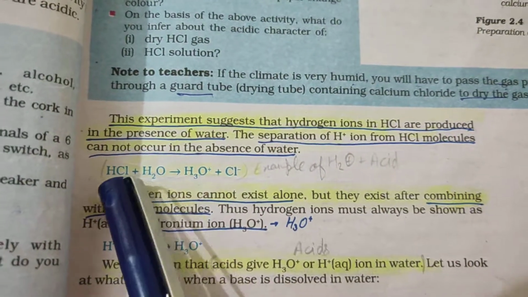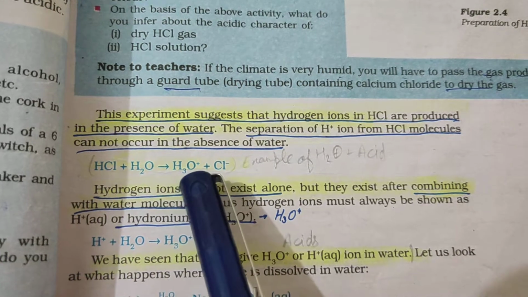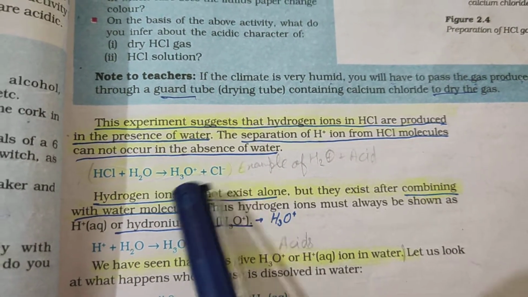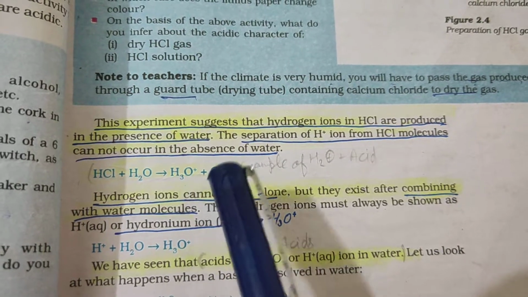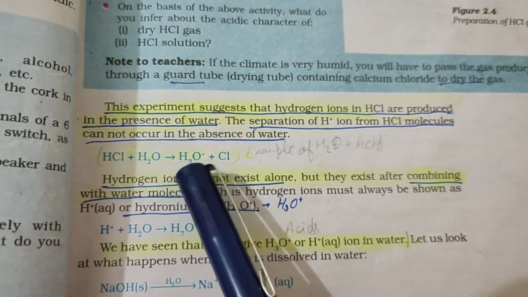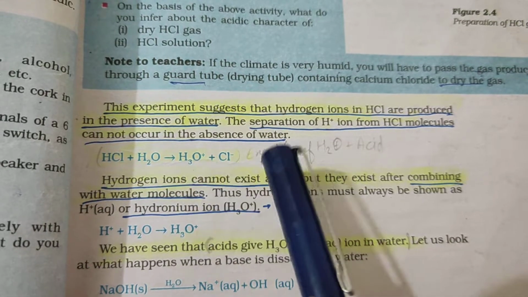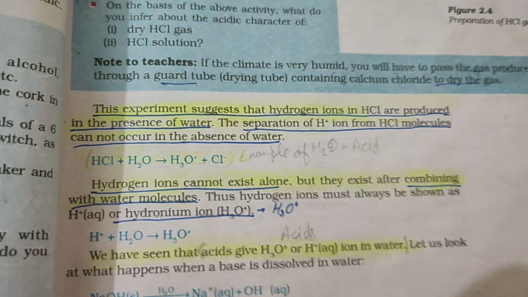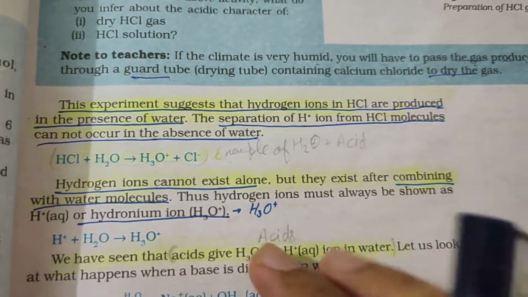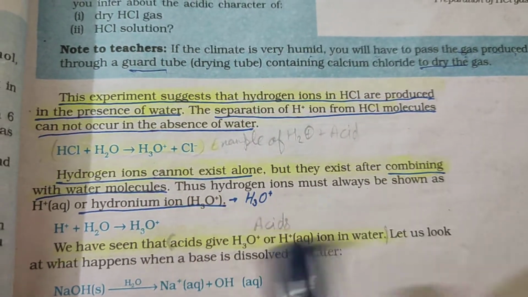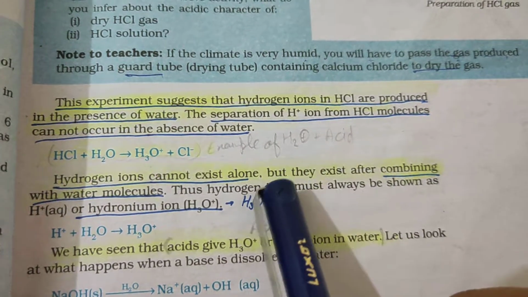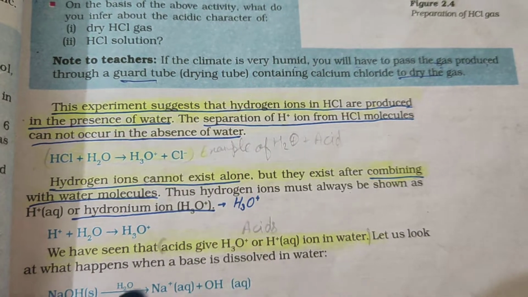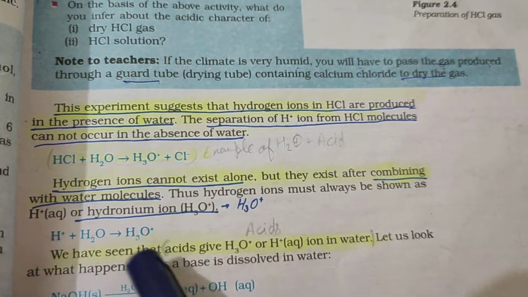This is it. Hydrochloric acid plus water, that is H2O, releases H3O, along with chlorine. So these are nothing but hydrogen ions, right? Hydrogen ions are released here. Hydrogen ions cannot exist alone, as we very well know that hydrogen cannot exist in a free state, and it needs to combine with something, right? But they exist after combining with water molecules. Now it has come in the form of water molecules, right?